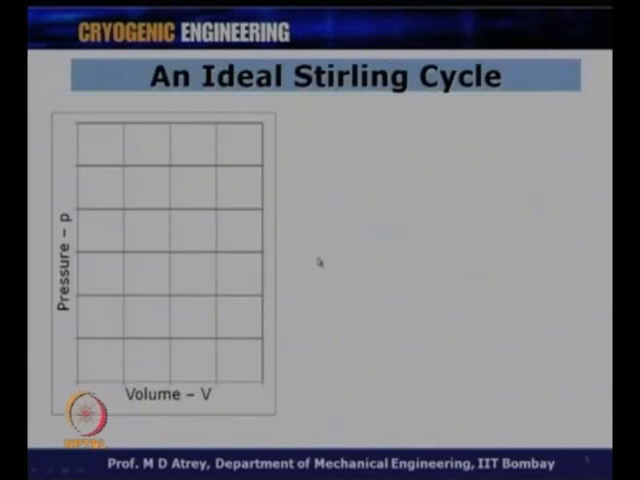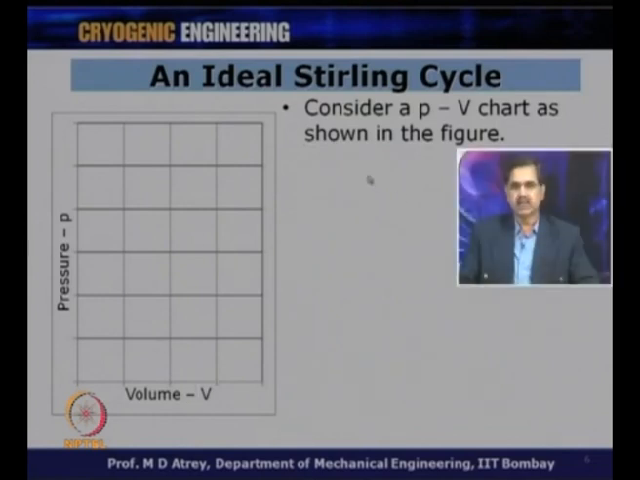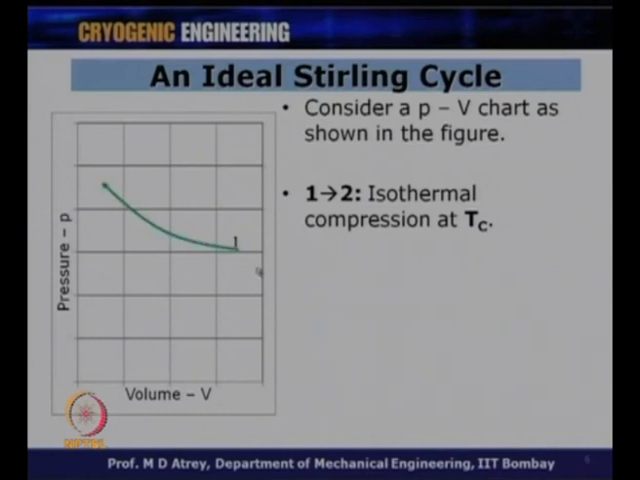So, let us see how the Stirling cycle works. The working of the Stirling cycle has been shown on this PV diagram. So, consider this PV chart as shown in the figure. You have points 1 to 2 here, which is isothermal compression at temperature Tc. So, this 1 to 2 process occurs at constant temperature, and that is why it is called isothermal compression.